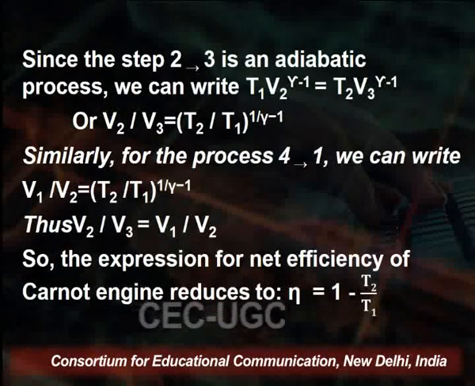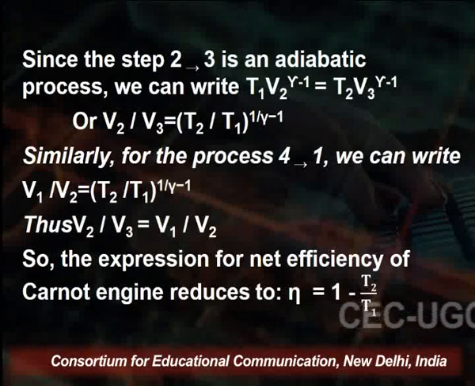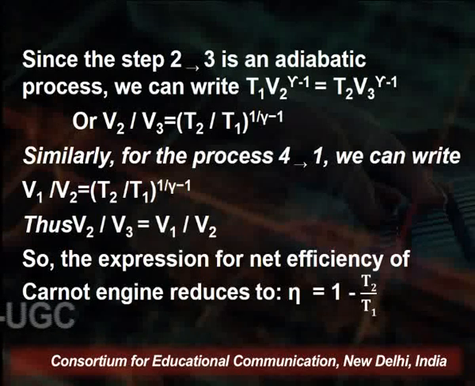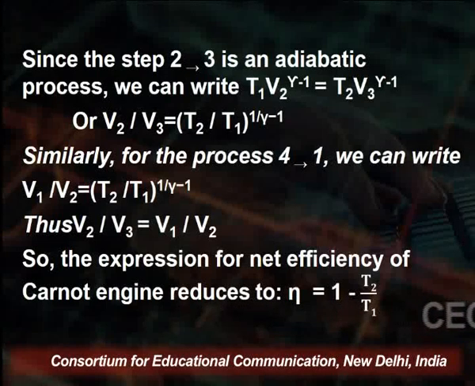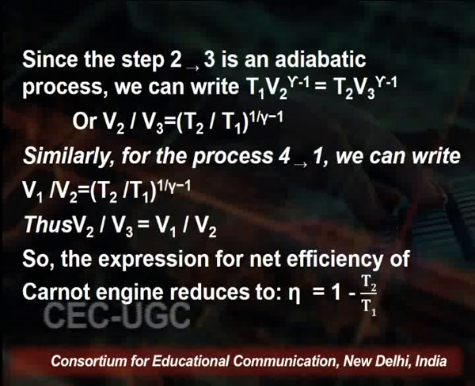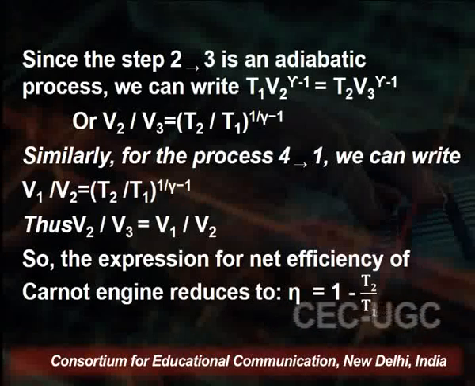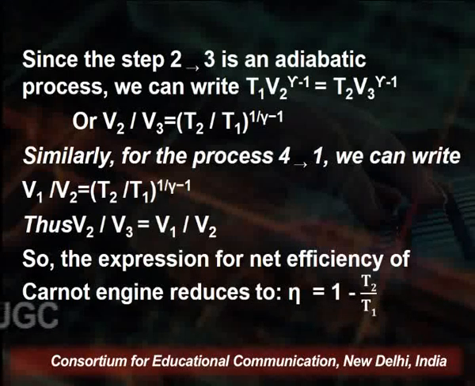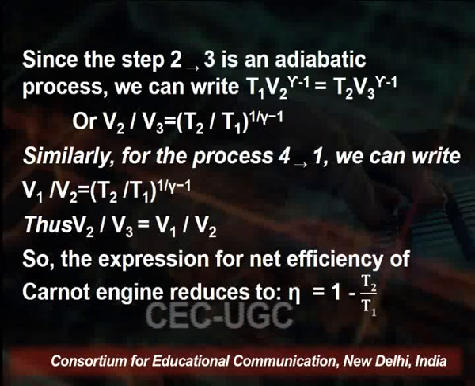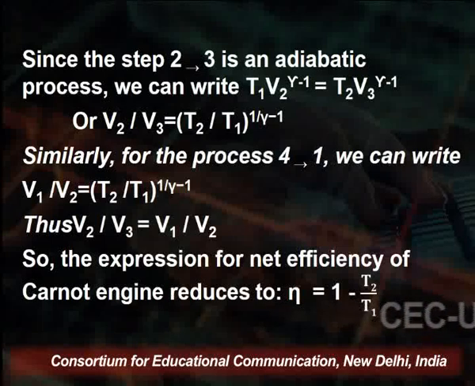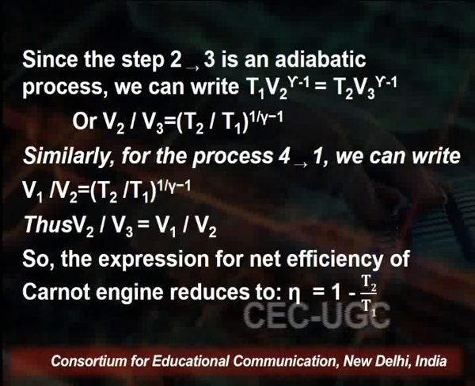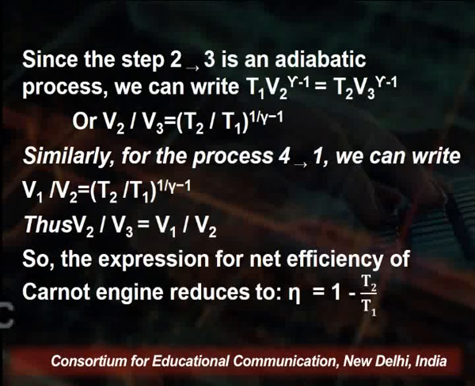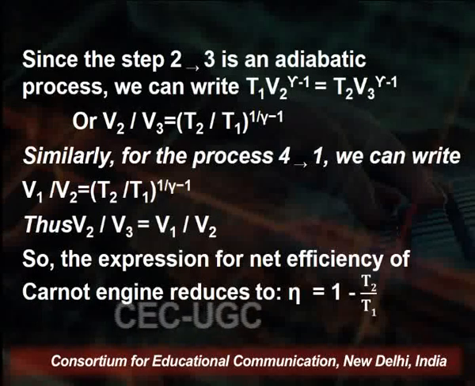Since the step 2 to 3 is an adiabatic process, we can further write it as T1 V2^(gamma minus 1) is equal to T2 V3^(gamma minus 1). Simplifying this further, we get V2 by V3 is equal to (T2 by T1) raised to the power 1 by gamma minus 1. Similarly, for the process 4 to 1, we can write V1 by V2 equal to (T2 by T1) raised to the power 1 by gamma minus 1. Thus, V2 by V3 can be written as V1 by V2. So, the expression for net efficiency of the Carnot engine reduces to the well-known formula eta is equal to 1 minus T2 by T1.